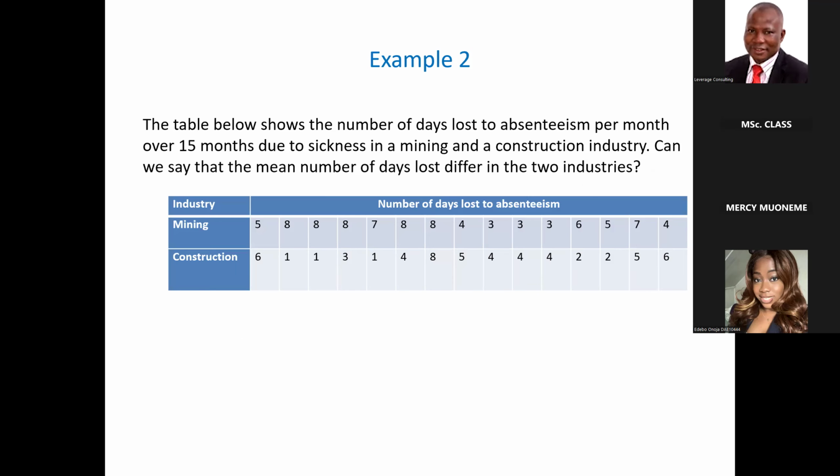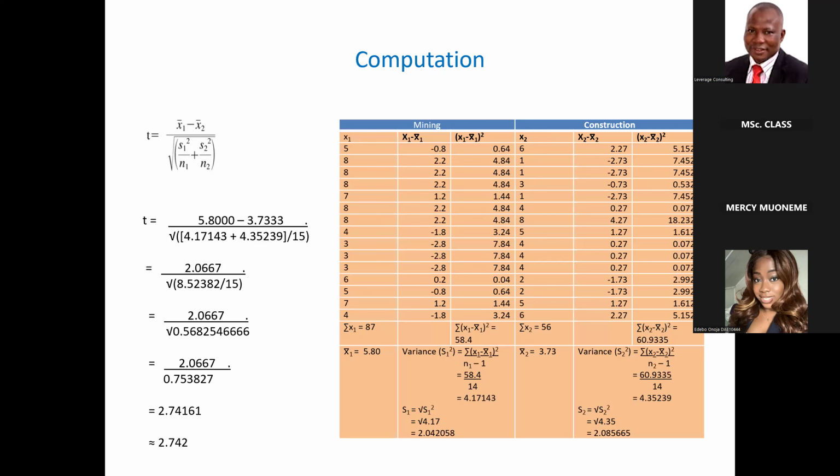The question is: the tables below show the number of days lost to absenteeism per month over 15 months due to sickness in the mining and construction industry. Can we say that the mean number of days lost differs between the industries? The sample size for each is 15, so we can compute it by hand. For mining, you list the number of days, add them together, and calculate the average: 5.8. For construction, the average is 3.73.